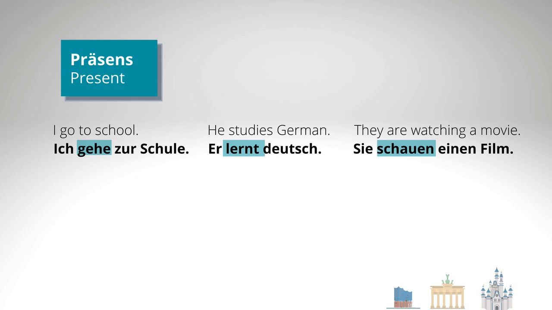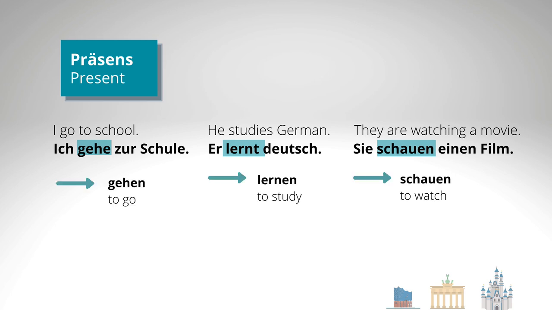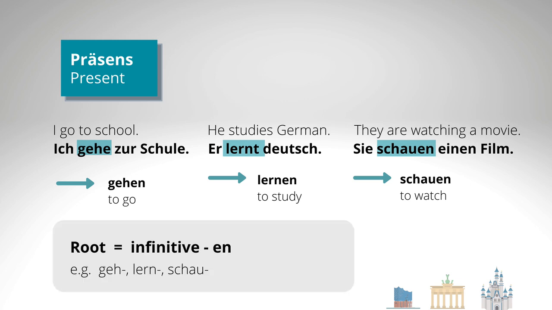If we take the first sentence, for example, Ich gehe zur Schule, I go to school, we have gehe. That's the first person singular of the verb gehen, to go. Gehen is a so-called infinitive, like to go. The normal form of a verb. What we now need is the root of the verb. Remember, in English we get the root by leaving out the to. So the root of to go is go. In German we leave out something else. The root of gehen is geh, so we leave out the en at the end. So the root in German is the infinitive minus the ending en.